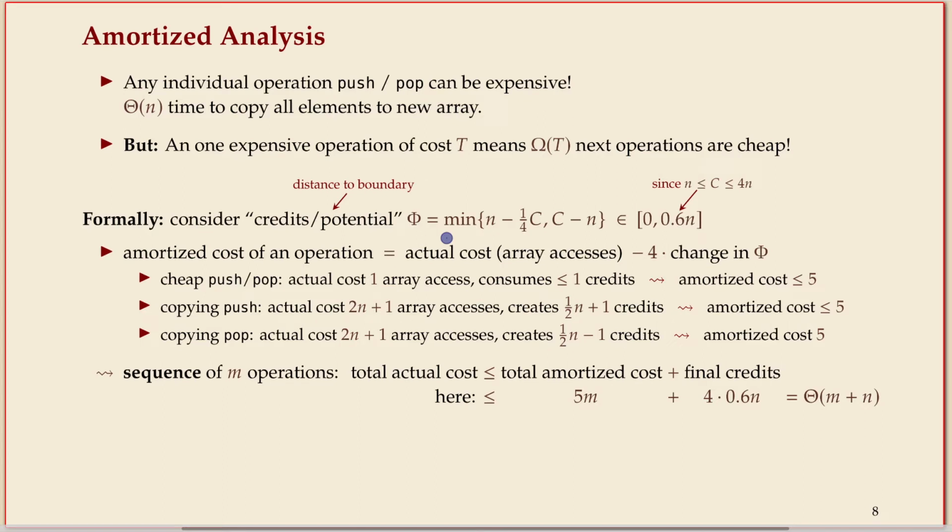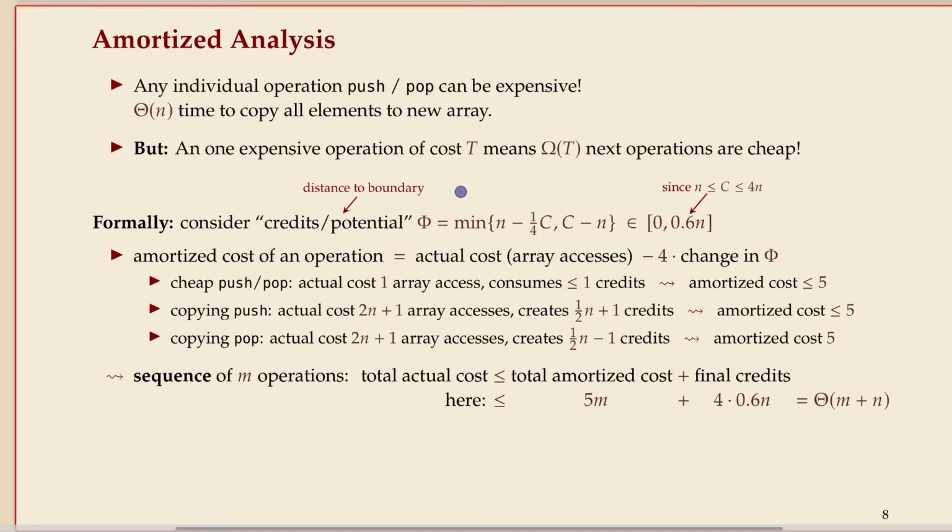Now, the catch here is expensive can mean if I have many pops or many pushes. I can go up and down, and so we somehow have to reflect the distance to both of the expensive operations. And one way to do is to define a potential like this. We have the current size of the array n and the current capacity c. And we take the smaller of these two distances.